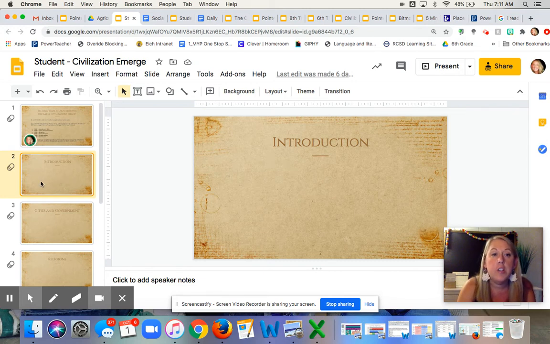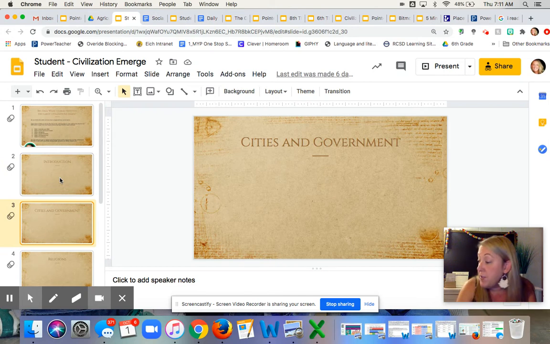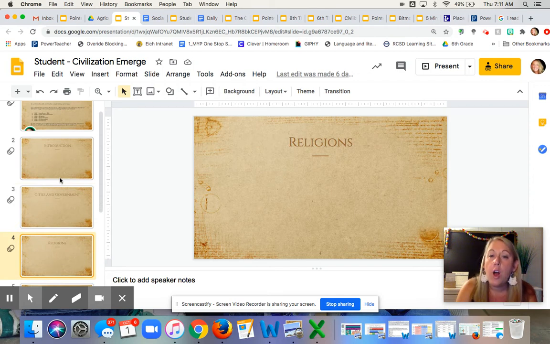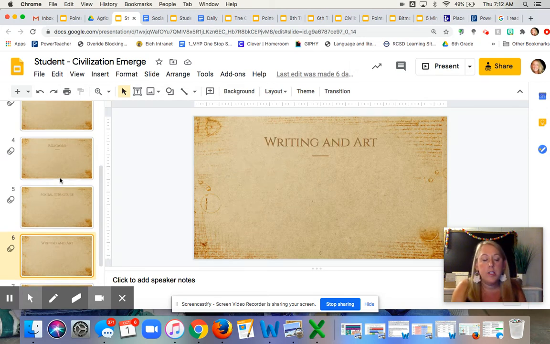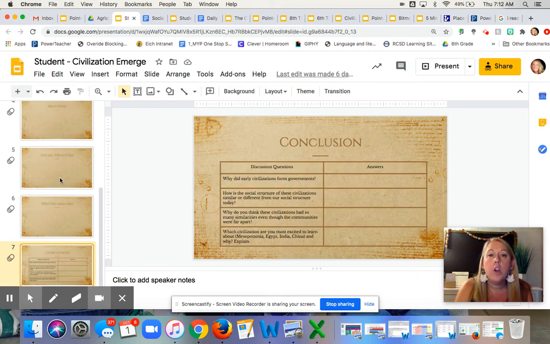Okay, so this is your introduction about the characteristics of the civilizations. Then you're going to talk about their cities and governments. As we went through this week, you should have also taken notes in your inquiry journal. So you'll have information there as well as your textbook to do this assignment. Okay. The religions. So what did all the early civilizations have in common when it came to religion? Their social structure. We talked about that yesterday, I think it was. Writing and art. They all had writing and art, all of the early civilizations. Okay, and then your conclusion.